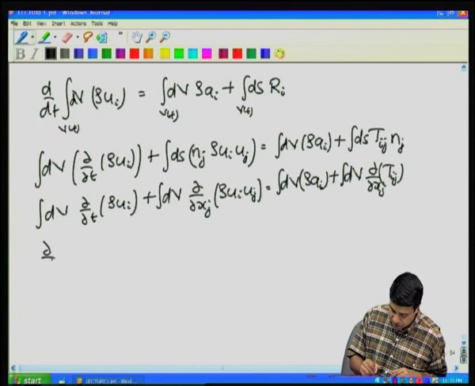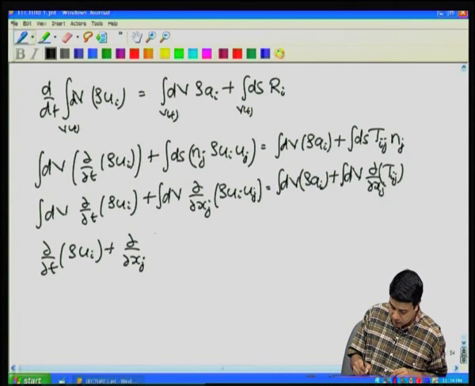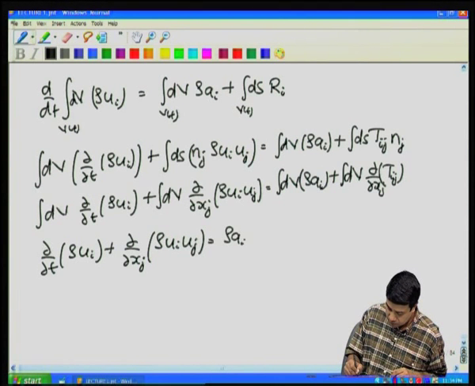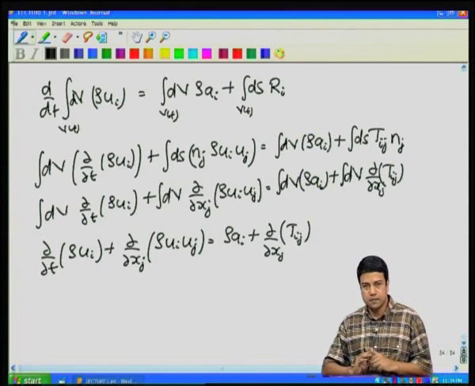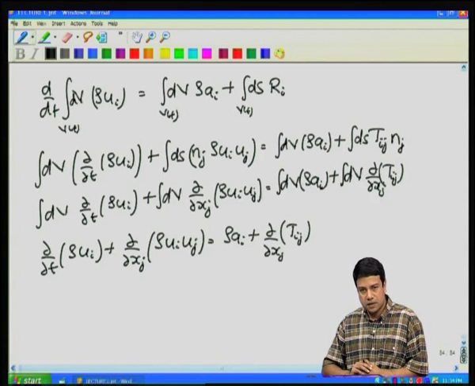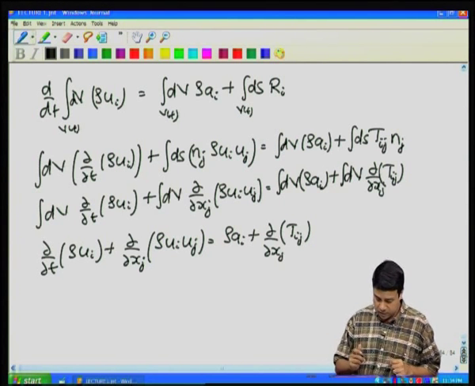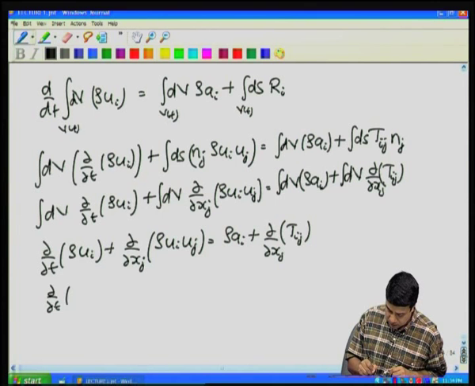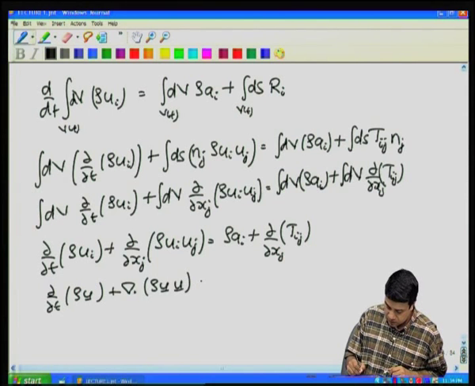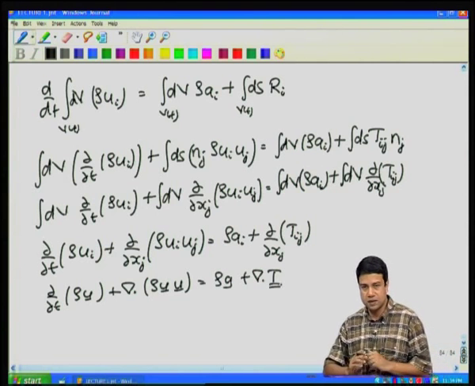the momentum conservation equation is ∂/∂t of ρu_i plus ∂/∂x_j of ρ u_i u_j equals ρ a_i plus ∂/∂x_j of T_ij. So, that is the momentum conservation equation. If I write it back in vector notation, it will be ∂/∂t of ρ u vector plus divergence of ρ u u is equal to ρ a vector plus divergence of the second order tensor.